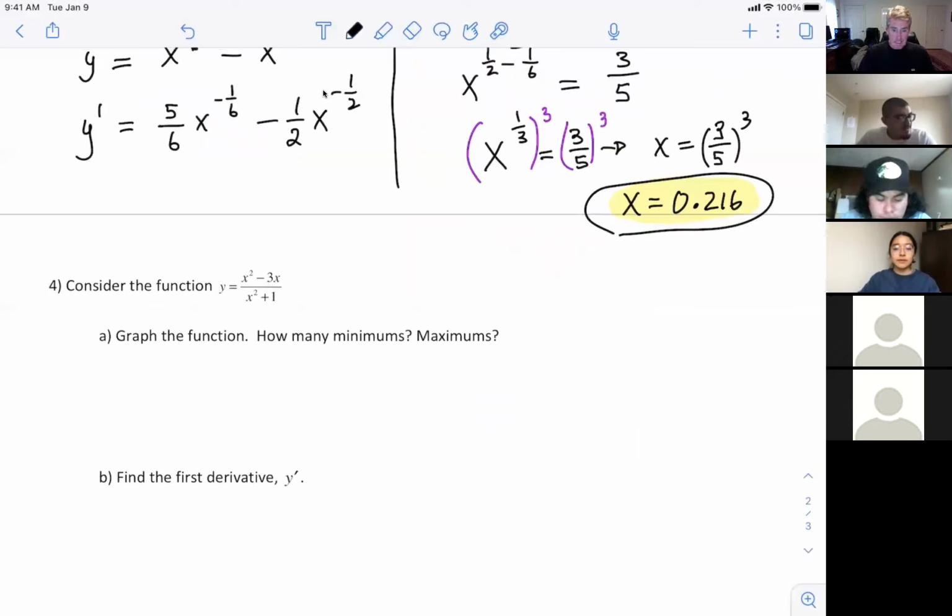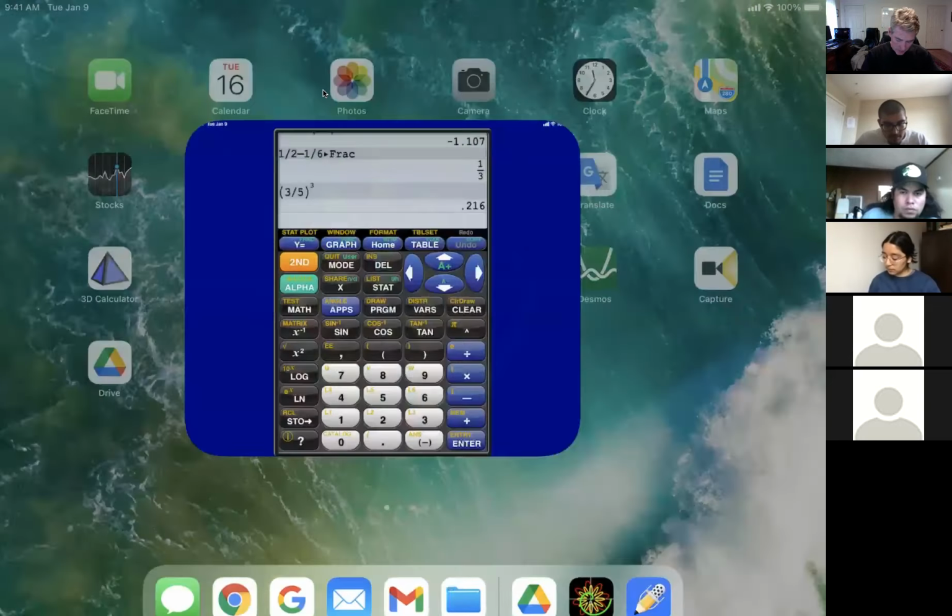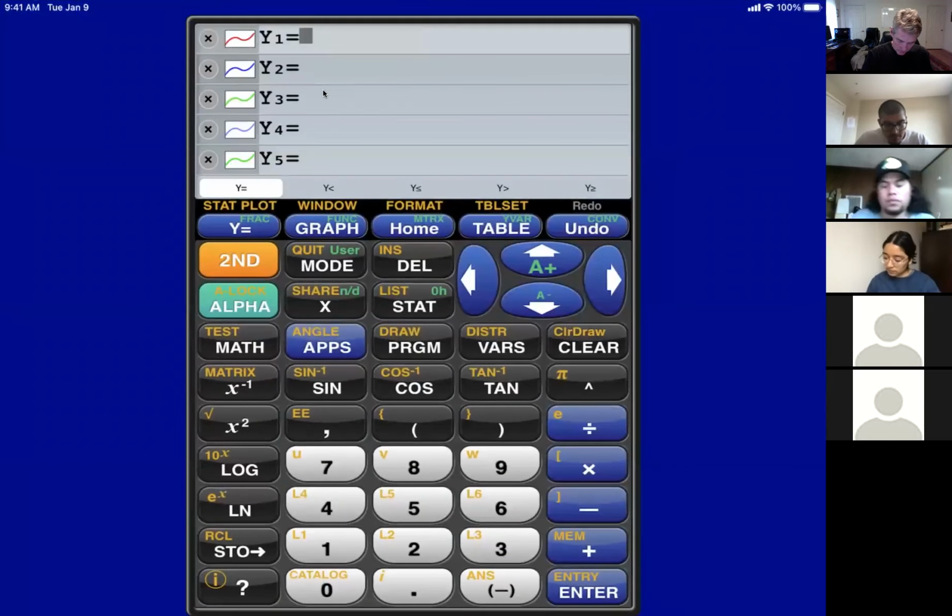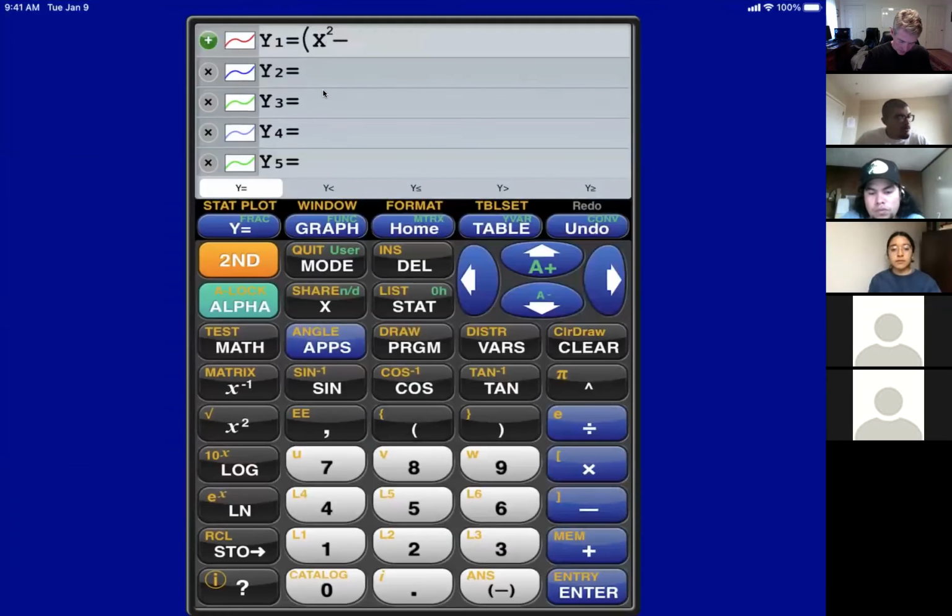So for this one, I said, let's start with the graphing. This one is x squared minus 3x over x squared plus 1. So starting with the graphing, y equals, put parentheses, x squared minus 3x, divided by parentheses, x squared plus 1.